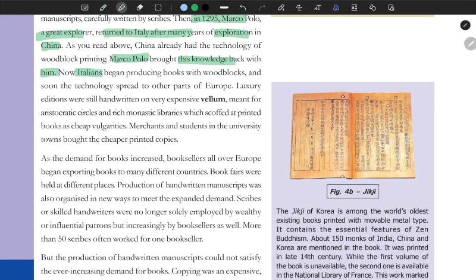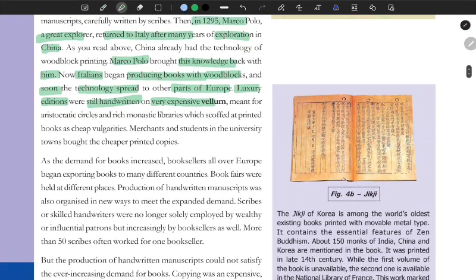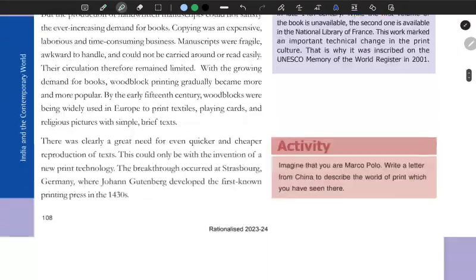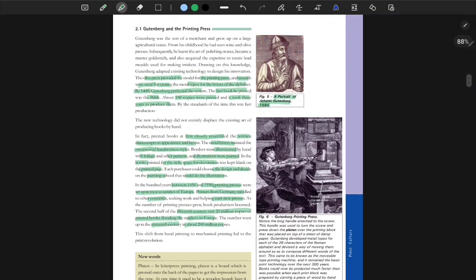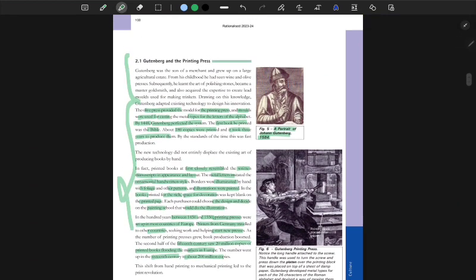Now Italians began producing books with wooden blocks. All right, soon the technology spread to other parts of Europe. Luxury editions were handwritten on very expensive vellum. Vellum का मतलब है parchment made of animal skin. Okay, meant for aristocratic circles and rich monastic libraries. So, and then we can skip that part, and next we have to learn about Gutenberg and the printing press.